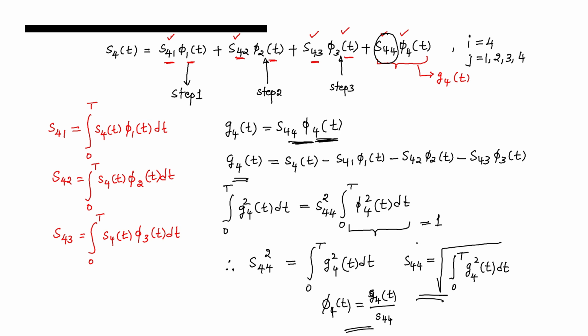This is the method of representing M finite energy duration signals using orthonormal basis functions. This procedure is called the Gram-Schmidt orthogonalization procedure. We will solve some problems on this in order to understand the concept.